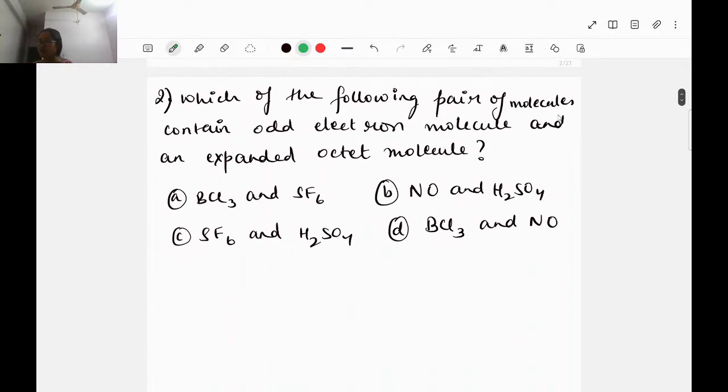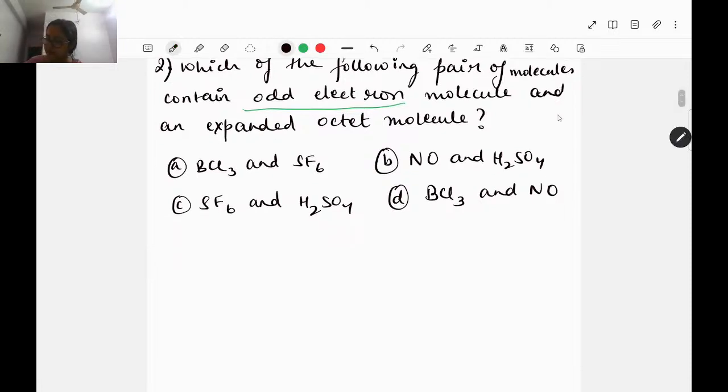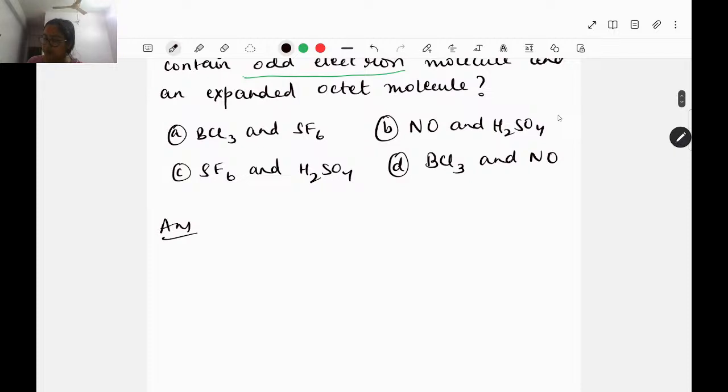Which of the following pair of molecules contain an odd electron molecule and an expanded octet molecule? So this is very interesting. Again, you need to know how to write down the Lewis dot structure of any molecule, and you need to find out the odd electron molecule. Okay, so let's get started. What are the options which we have? We have BCl3 and SF6. Let us see.